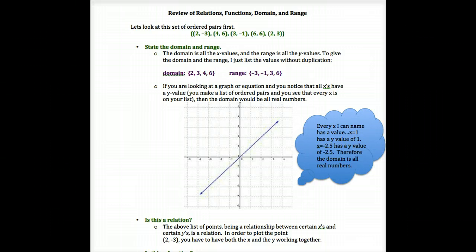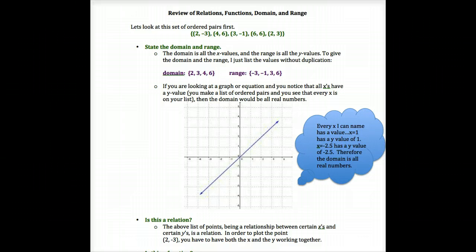To give the domain and the range, you can first list all of the x values and all of the y values without duplicating. So the domain would be the 2, the 4, the 3, and the 6. We've already said 2, so we don't have to list this one twice. The range would be all of the y values, again without duplicating: -3, 6, -1, we've already said 6, and 3.